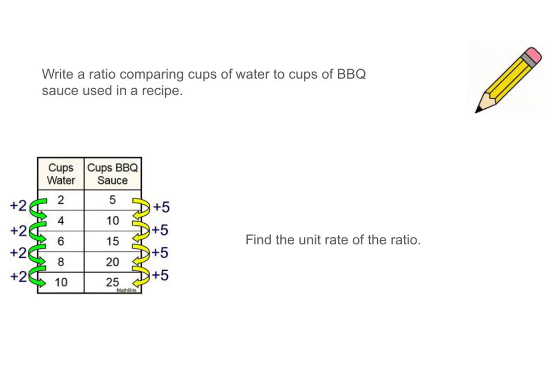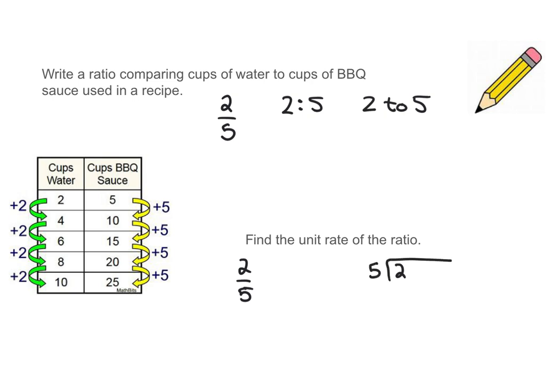In this example, write a ratio comparing cups of water to cups of barbecue sauce used in a recipe. So we could write this as 2 over 5, 2 to 5, or 2:5. And then to find the unit rate of the ratio, two-fifths, this would be long division. 2 divided by 5.